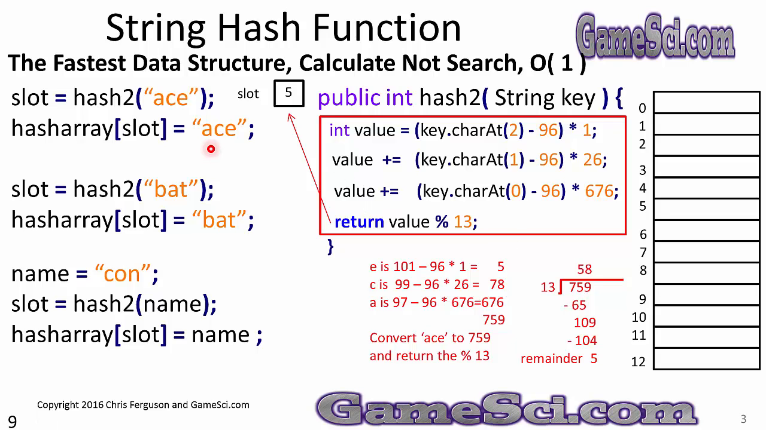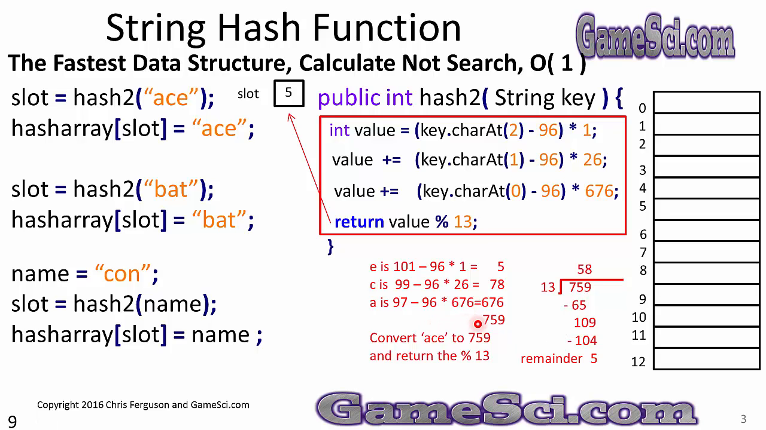Finally, I'm going to do the letter A. A has the ASCII value of 97. That's key at character 0, the A. I do the A minus 96 and I calculate A as the value 1. I multiply it by 26 squared, or 676, and of course I get the value 676. Well, if I add up what E, C, and A convert to, it comes out to 759.